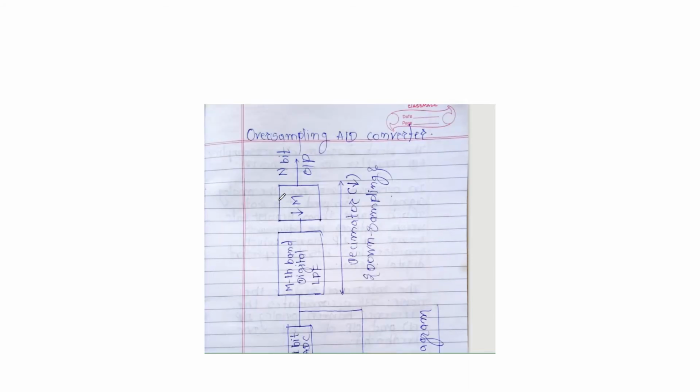Here you have an integrator, 1 bit ADC, 1 bit DAC, and an Mth band digital low pass filter, and this is the downsampler. So this is the decimator, that is the downsampler. This is the block diagram of oversampling A to D converter. Many times this question is asked in the university exam: explain the oversampling A to D converter.